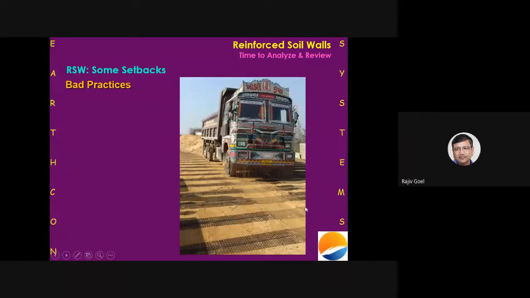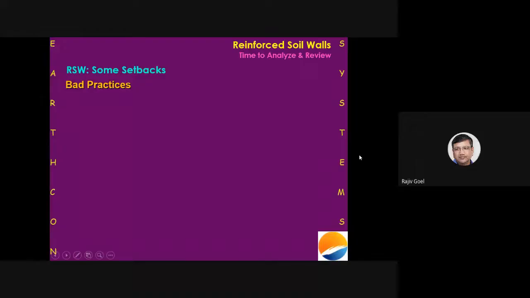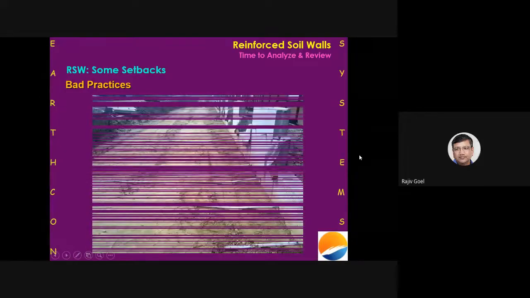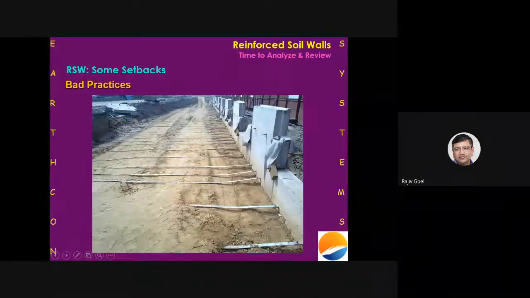Another bad practice, you have laid geogrids on the bed and you're allowing the trucks to ply on it. Another bad practice is that you have not made a bed properly. You've not filled your soil up to the point where you need to put your reinforcement, and you put your reinforcements. You can imagine that once your next layer comes, these connections would undergo unnecessarily excessive stresses.